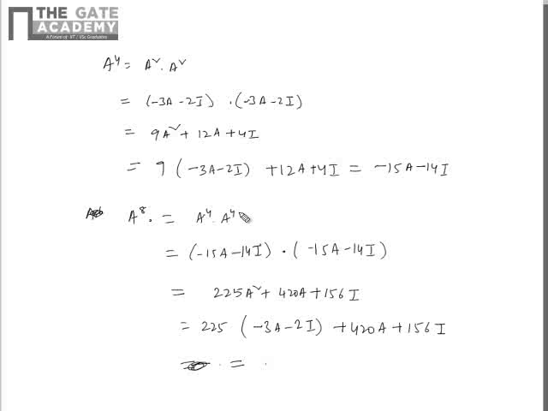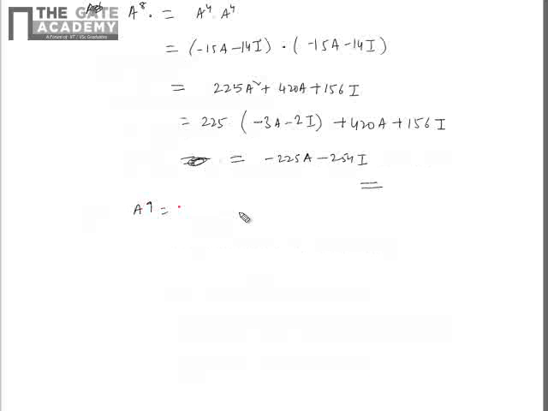So if I simplify, it will be minus 225A, because 225 into 3 will make 675, plus 420, so it will be minus 225A minus 254I. Okay, so this is just A power 8. Now what I have to do is A power 9, I want. So this is just matrix multiplication.